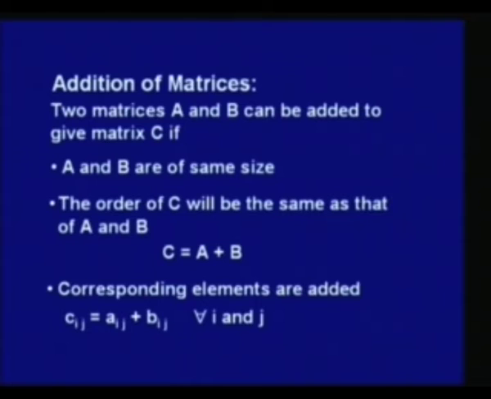Now, to get the matrix C, which is the sum of matrices A and B, one has to add the corresponding elements. That means, the typical element of the matrix C is Cij is equal to Aij, the element of A, plus ijth element of B. So, Cij is equal to Aij plus Bij for all values of i and j is the sum matrix. Now, this is illustrated in this example.